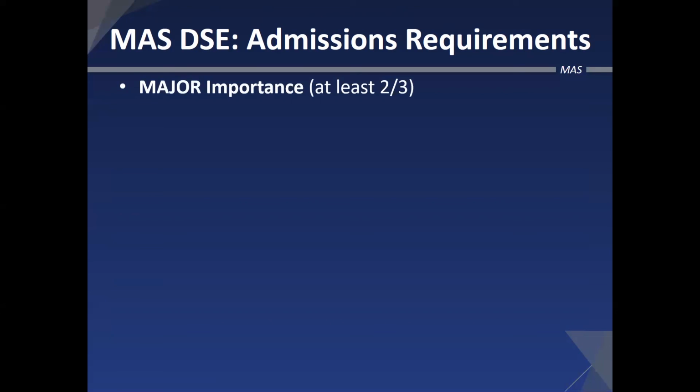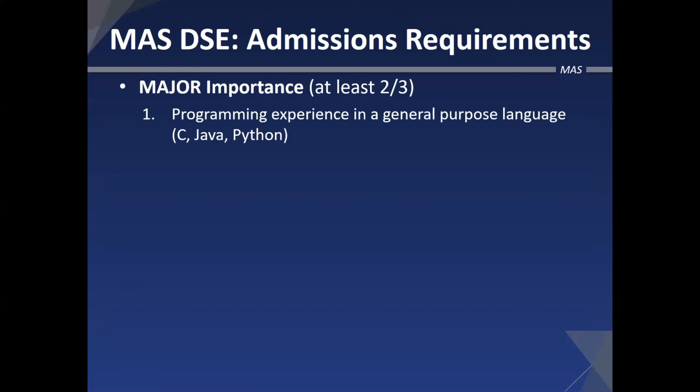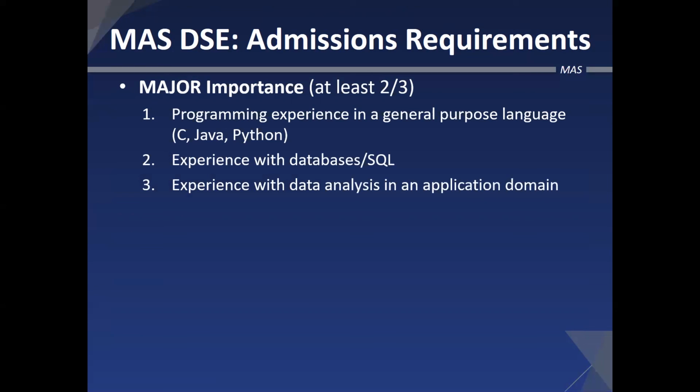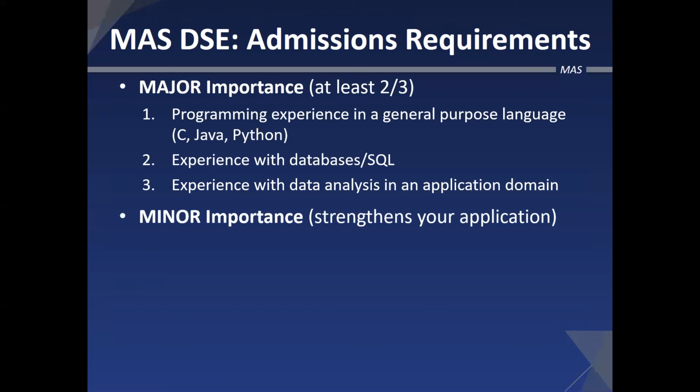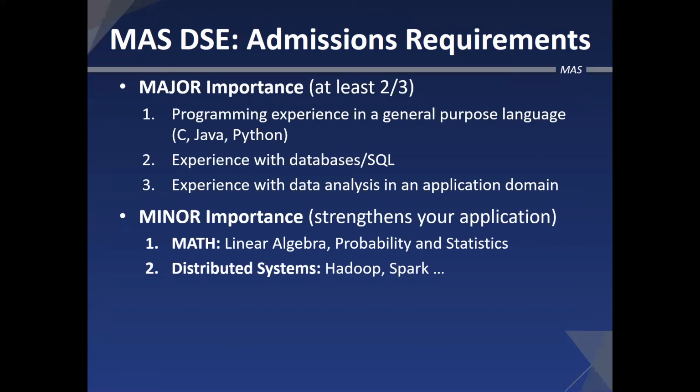So what the admissions committee is looking for, of major importance in your experience and your background, is: 1, programming experience in a general purpose language: C, Java, Python. 2, experience with databases in SQL. 3, experience with data analysis in an application domain. So really we're looking for at least 2 of these 3. Of minor importance, but strengthening your application, is a good background in math, linear algebra, probability and statistics, and experience with distributed systems, Hadoop and Spark.